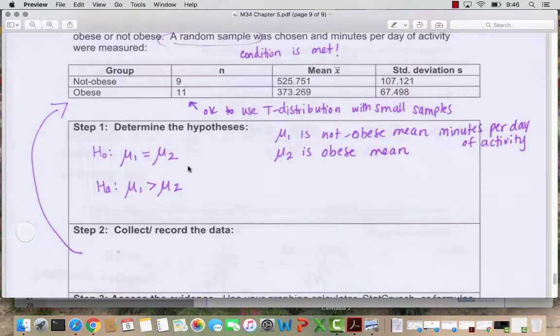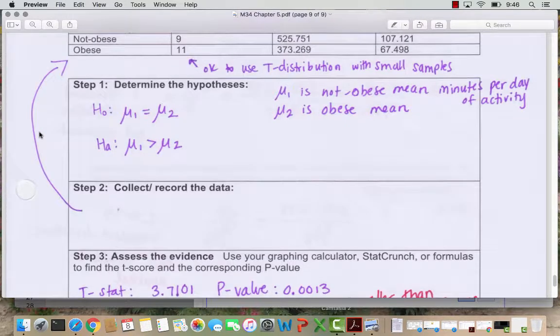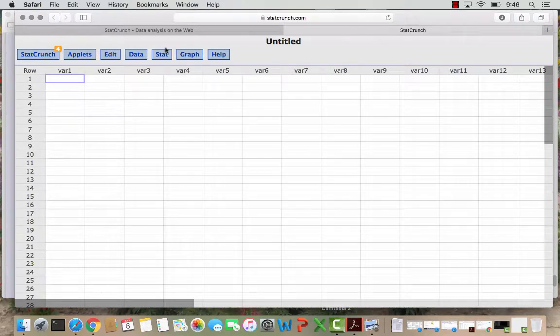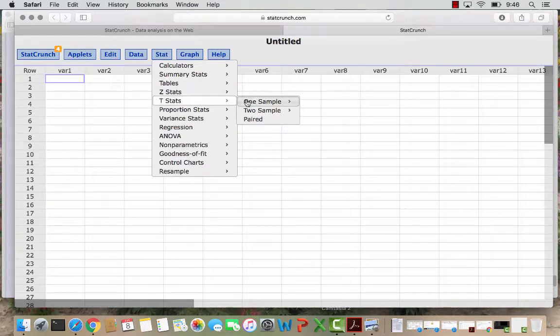So our null hypothesis, which is no change, says that mean 1 equals mean 2. And our alternative hypothesis, because we think the not obese group expends more energy, is that mean 1 is greater than mean 2. Our data's all right here, so I just drew an arrow instead of recopying it. And then we're going to enter this in StatCrunch. So over here in StatCrunch, we go to Stat, T-Stats, 2 samples, with summary.